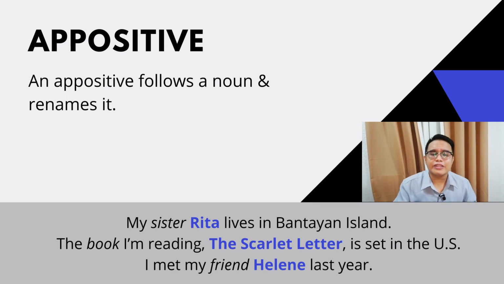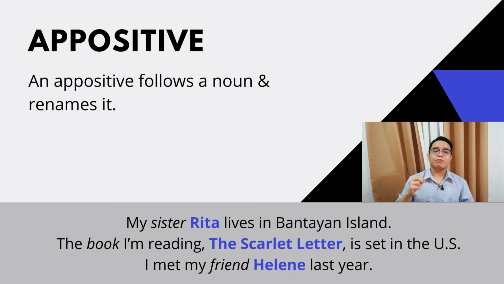Therefore, Rita there is an appositive because Rita is renaming the sister. So which sister? Rita. So that is an appositive. Remember, appositives are different from predicate nominatives, because what connects the predicate nominative? A linking verb connects them. But this appositive does not need a linking verb and it sits right beside the noun.